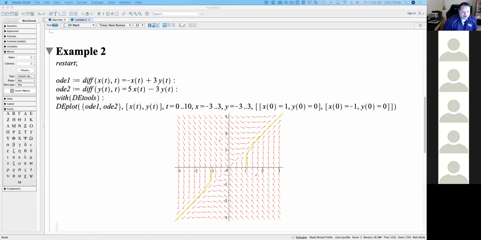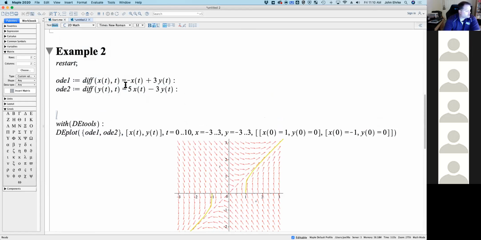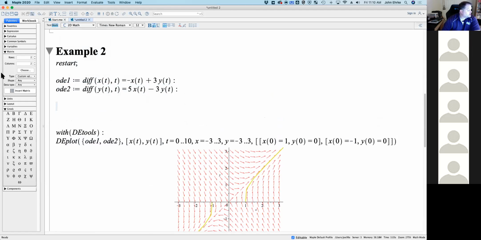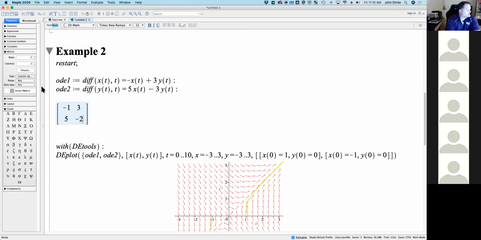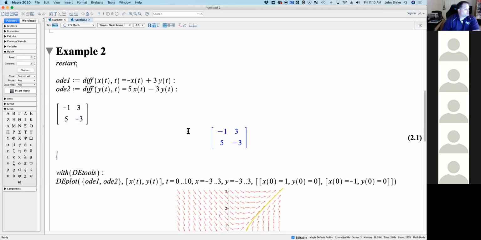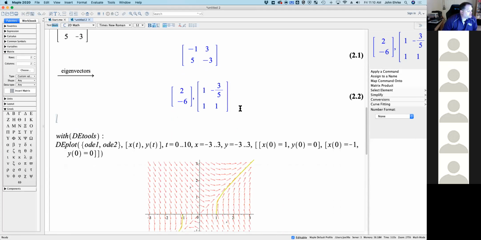I can tell you what they are. Well, how about we say what they are? We know how to do this. So we're almost finished here. The 2x2 system matrix here would be -1, 3, 5, and -3. And we know if we click on that and select eigenvalues, we can select the eigenvectors. So I know I've got two eigenvectors, (1, 1) and (-3/5, 1).